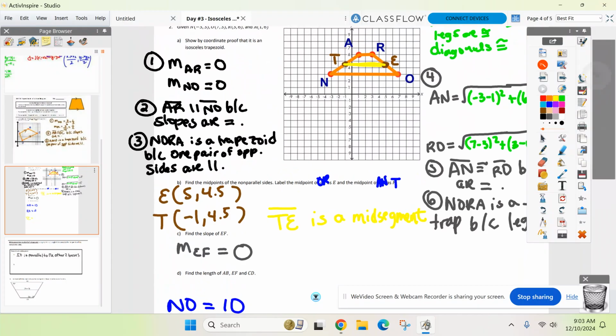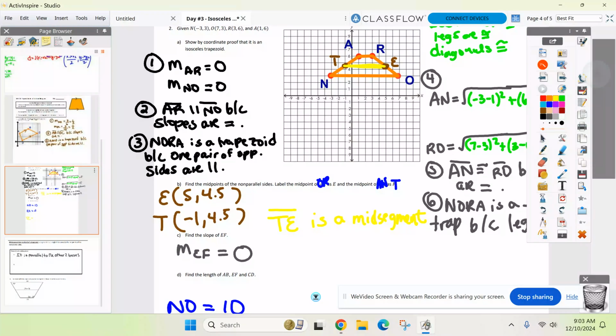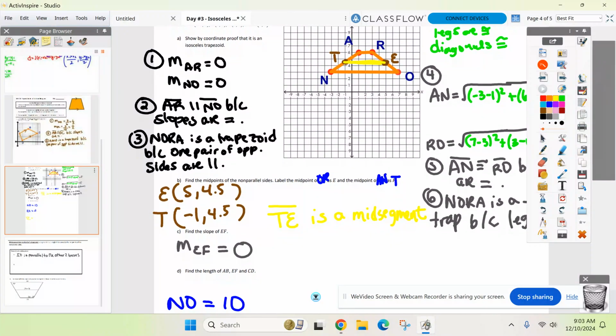You went from -1 over to 5. How many units is that traveling? 6, right? Yep, -1 over to 5. That's 6 units. Good. All right.